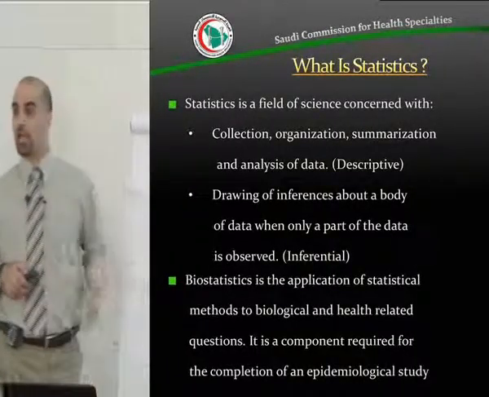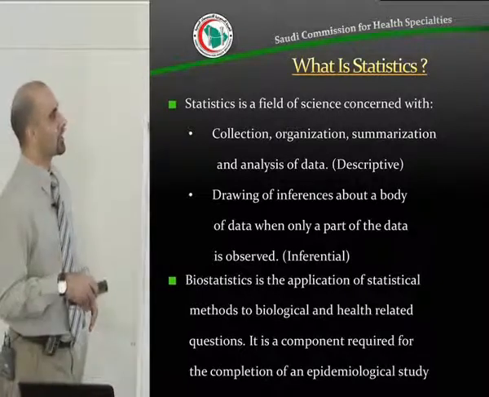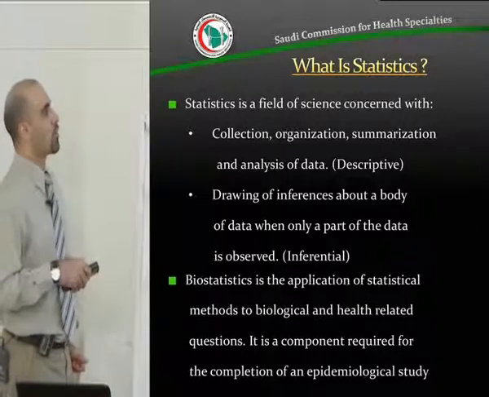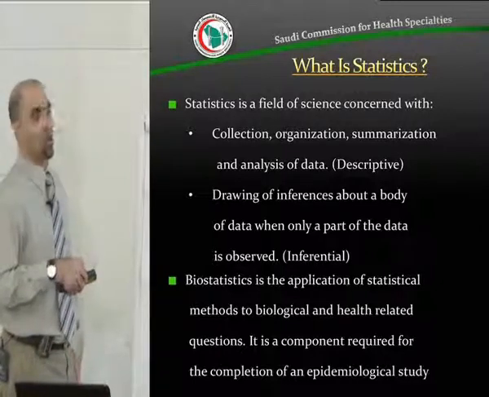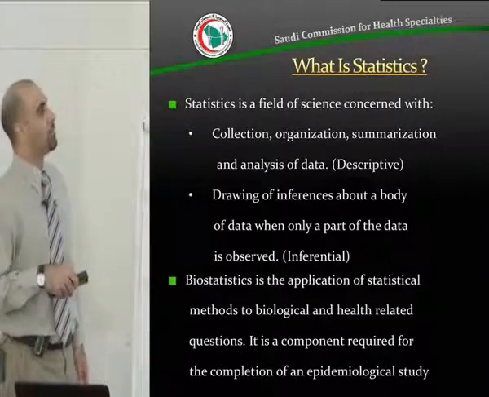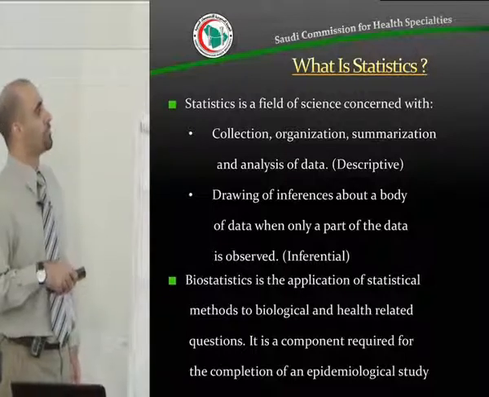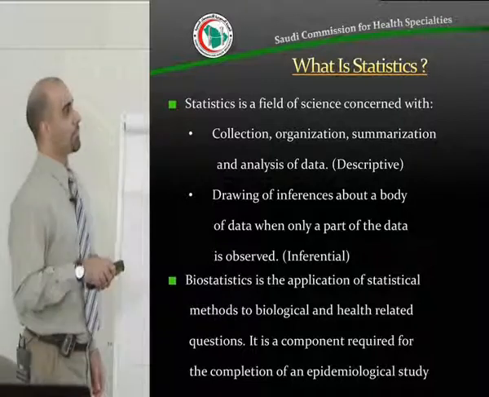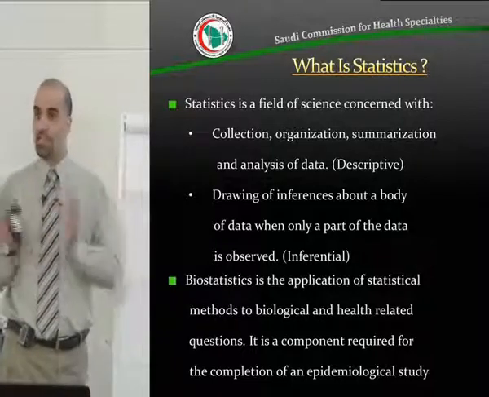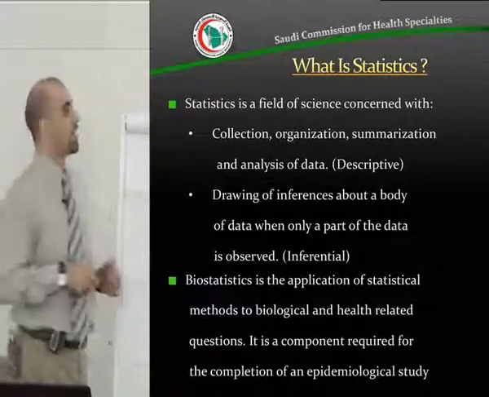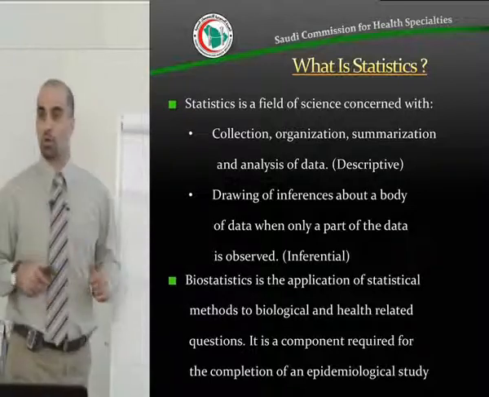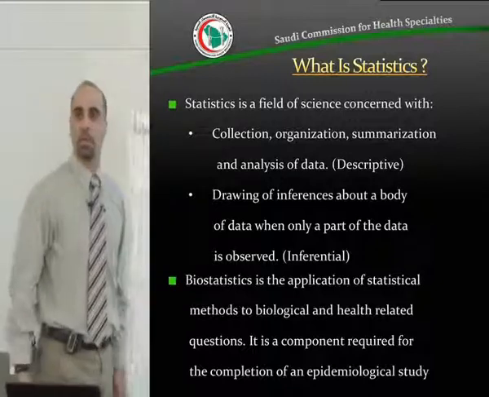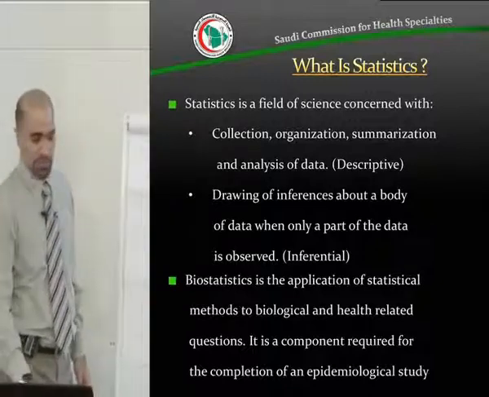Now, there's another type of statistics that's called inferential statistics. So what is inferential statistics? It's drawing of inferences or conclusions about a body of data when only a part of the data is observed. In other words, I'm not taking the whole population, I'm taking a sample. So this is why inferential statistics is when I draw conclusions on the population from a sample. And I will be talking about more details.